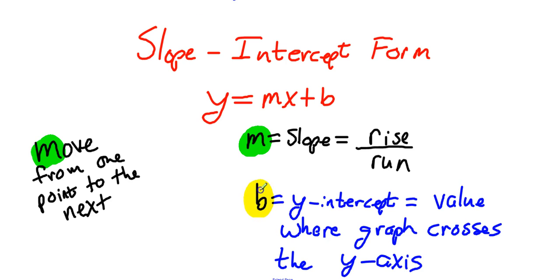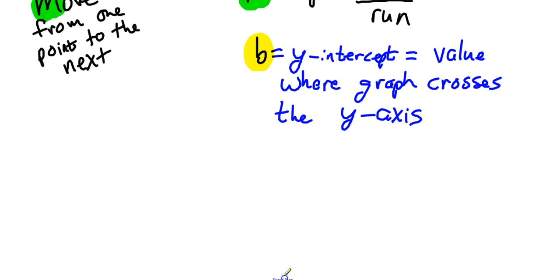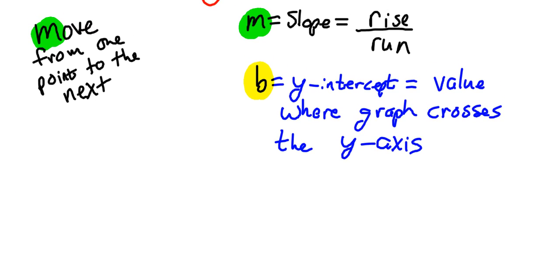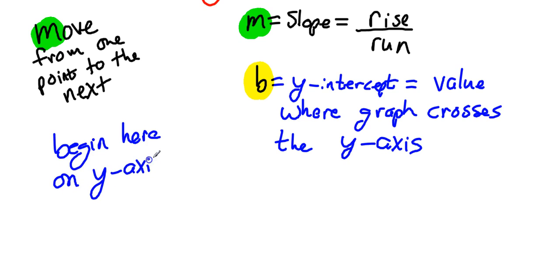And the b value, that's your y-intercept. Well, that tells you where to begin. So the m for slope tells you how to move to the next point. The b for the y-intercept tells you where to begin. And because it's the y-intercept, it has to begin on the y-axis. So as you're going through and thinking about that, that to me was how I made those things make sense, so that the m and the b actually stood for something that made sense for what was going on.